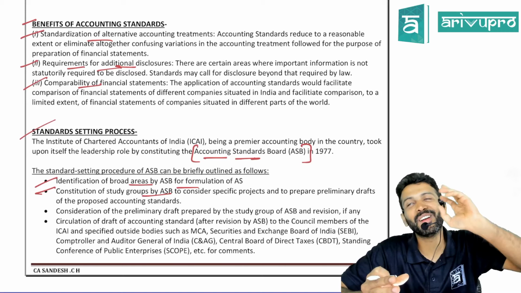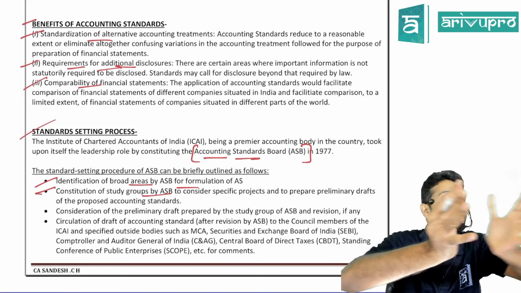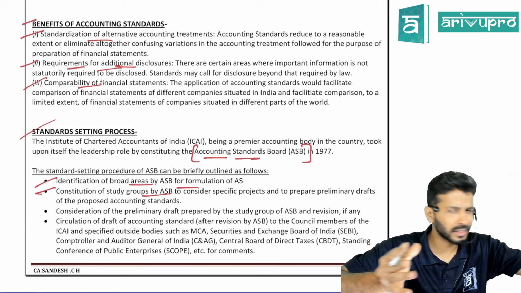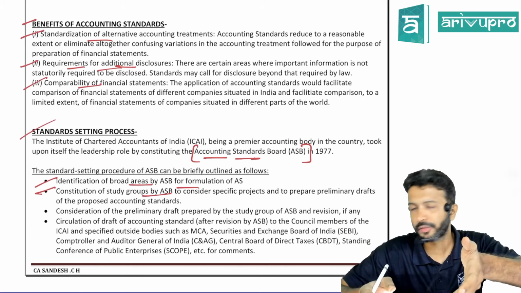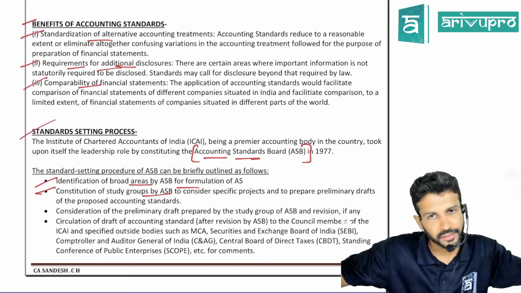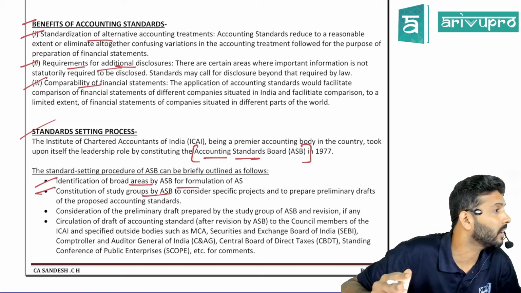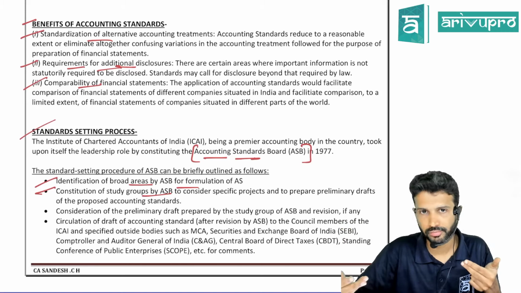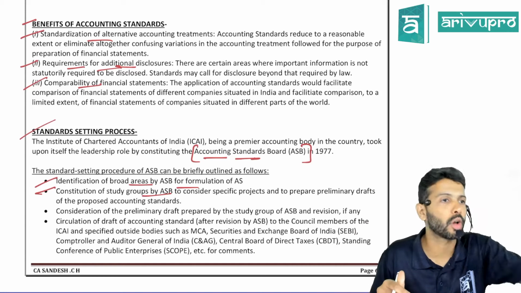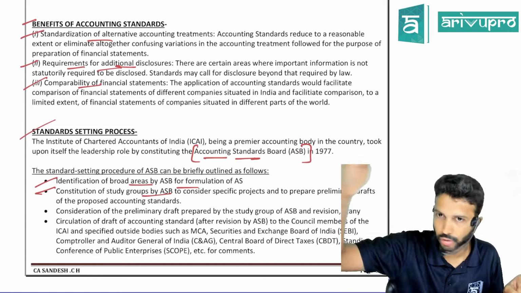Okay, so we don't want that to happen. So ASB will form a study group. They may have 10 or 15 members who are experts in that domain. They'll all come together and start forming the standards, some rules, on how it should be accounted. If this comes up, how accounting should be done, they will frame these rules.